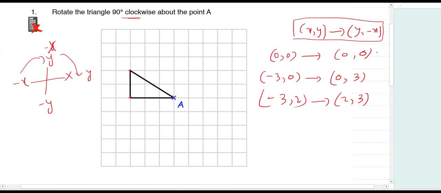Now draw these new points. How would you do it? 0, 0 means stay here. 0, 3 means no horizontal but 3 vertical here. Okay, it means this point has shifted here. And 2, 3: 2 horizontal, 3 vertical, like that. Give me 1 second, please.